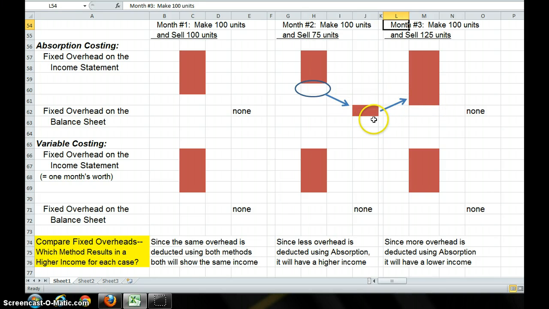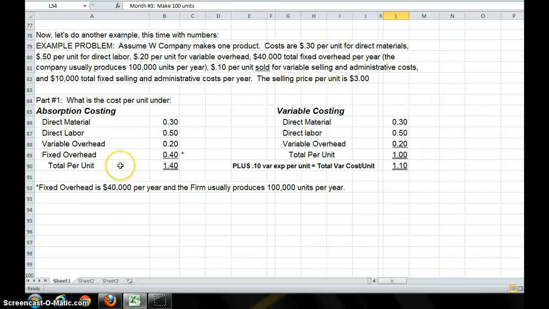So this fixed overhead that was sitting on the balance sheet inside an asset account called finished goods inventory now gets moved into cost of goods sold. Because the extra 25 units were sold, this extra fixed overhead from month number 2 gets expensed on the income statement in month number 3. Under variable costing, we have 100% of a month's amount deducted out as a period cost, just like we did in the other 2 previous months. Notice how the deduction on the income statement for fixed overhead is a larger amount under absorption costing than under variable costing. Because of that, the income under absorption costing will be a smaller amount than it would be under variable costing.